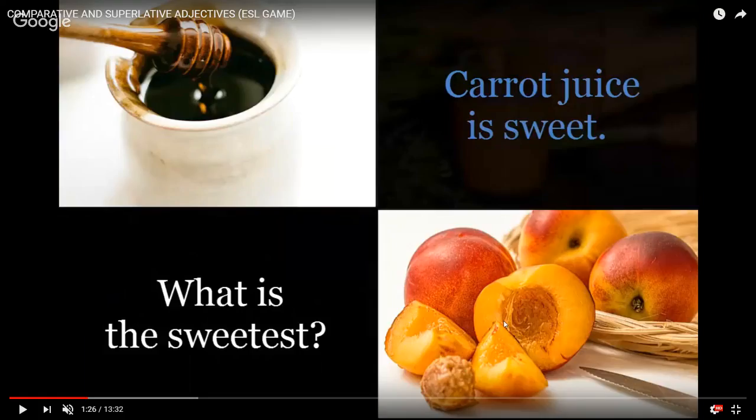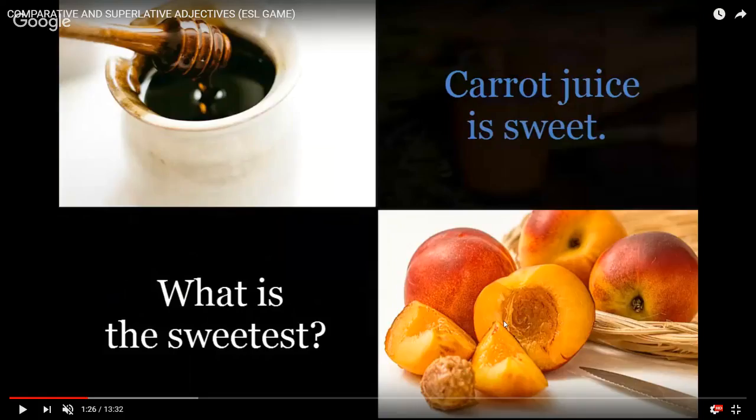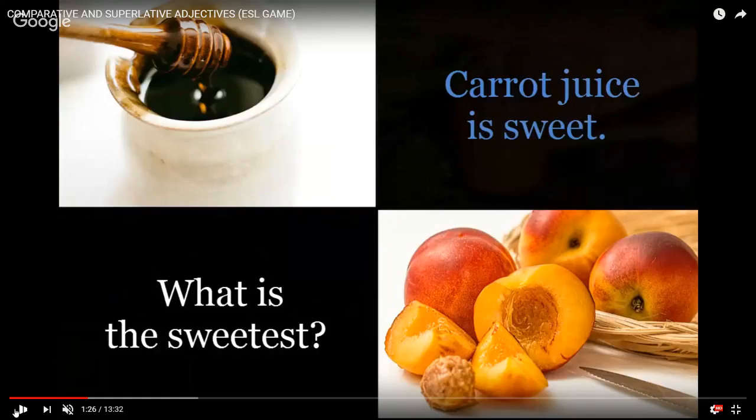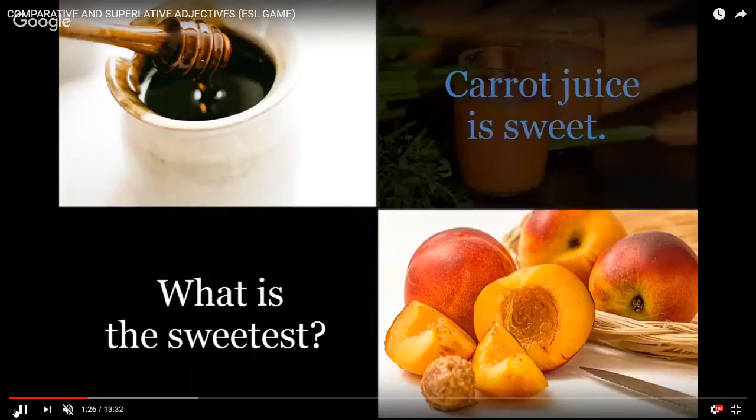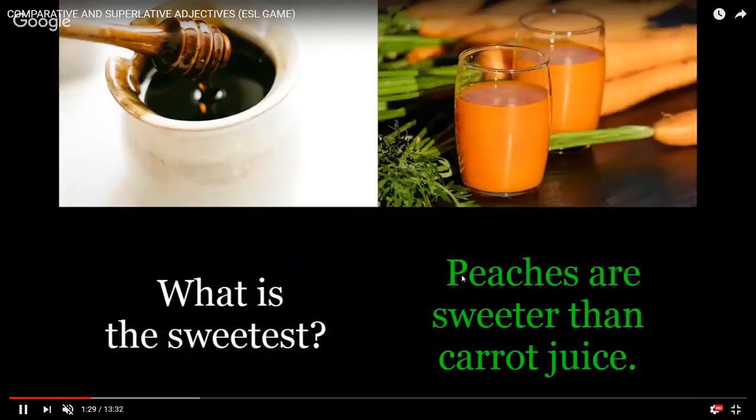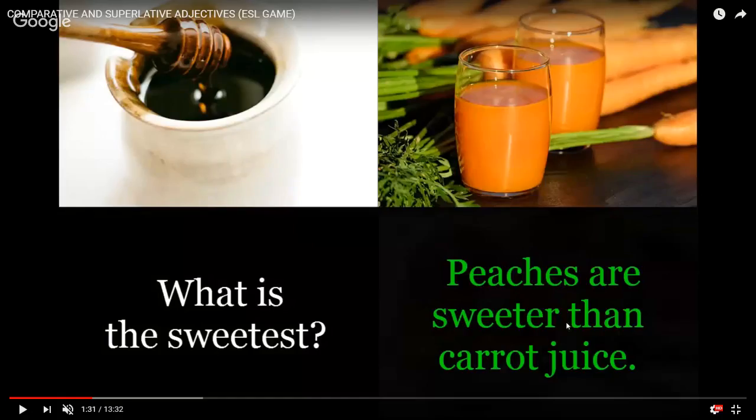¿De qué era el otro? Peach. The peach. Peaches. Juice fish? Peaches. Yeah, it will be just peaches. But in that case, you said peaches are sweeter than the carrot juice. It will be the opposite, right? Peaches are sweeter, comparative, than the carrot juice.